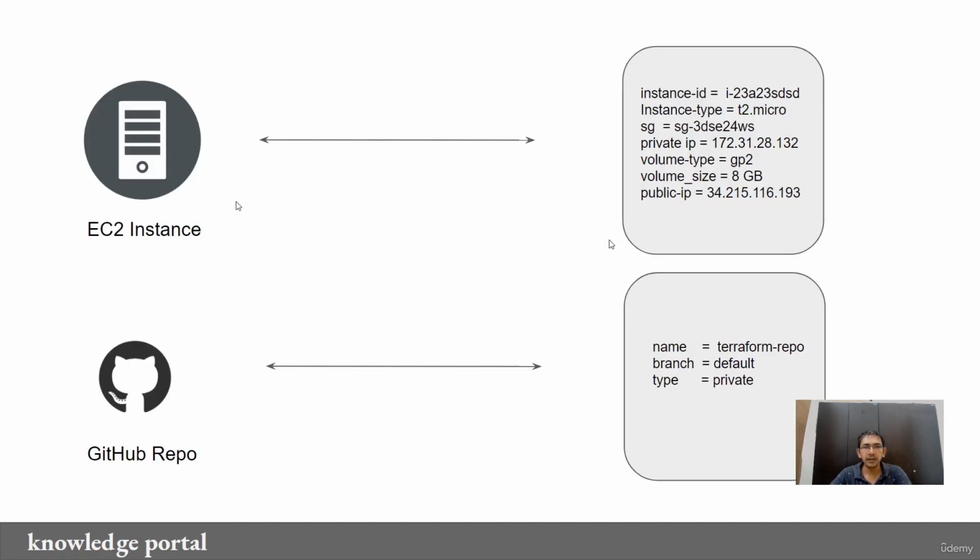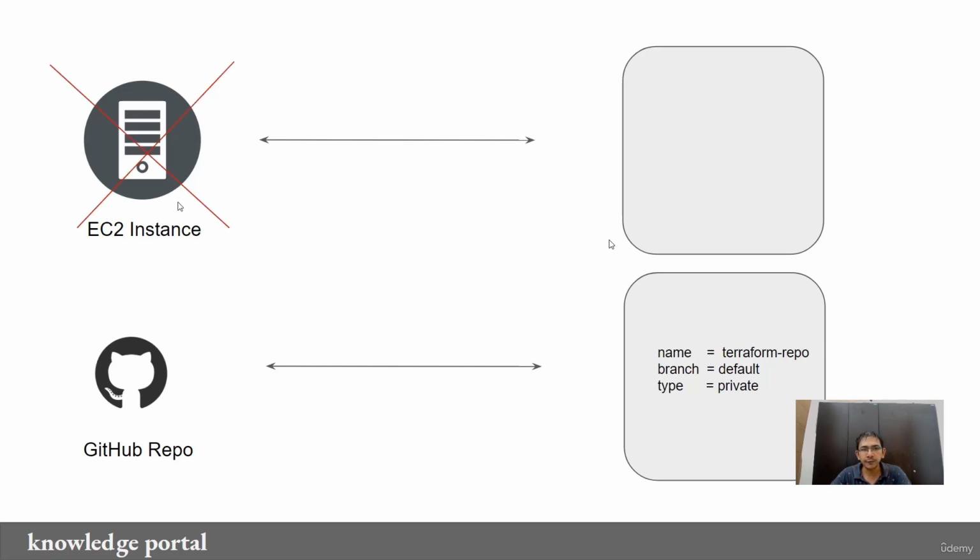And through this specific state file, Terraform tracks your infrastructure related data. So for example, if you have created an EC2 instance and if you have created a GitHub repo, Terraform behind the scenes will store information associated with both of them in a Terraform state file. So here, these on the right hand side are represented as a state file.